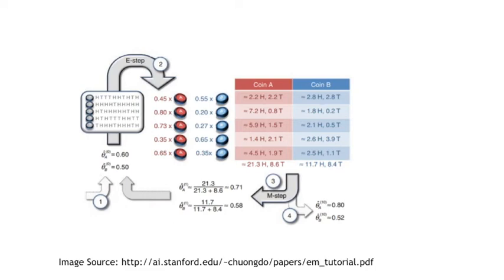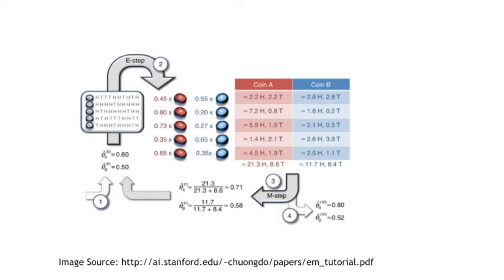For coin A, the bias theta A can be calculated as 21.3, that is the head flips for coin A, divided by the total number of flips, that is 21.3 plus 8.6. Similarly, for coin B, the bias theta B is equal to, in the numerator, the number of head flips, that is 11.7, divided by the total number of flips, that is 11.7 plus 8.4. If you just look at the figure, it's pretty straightforward.